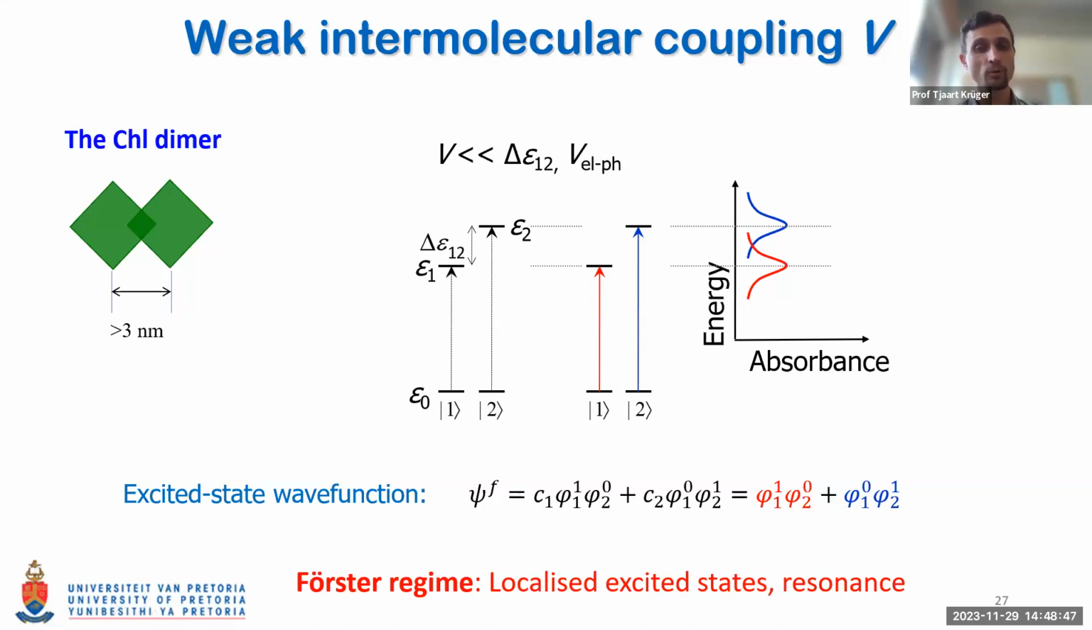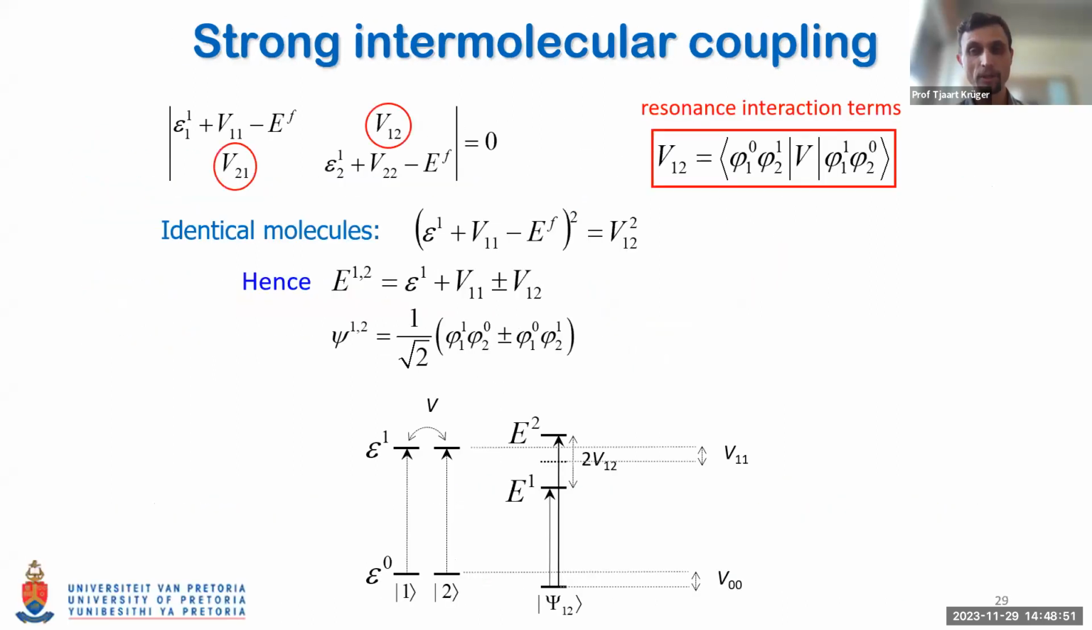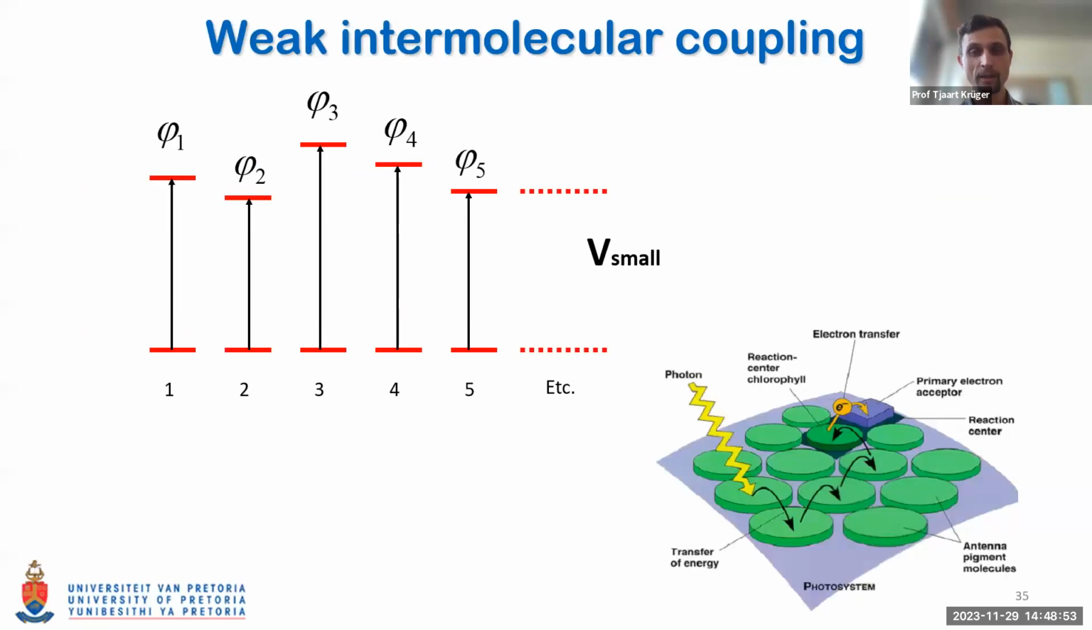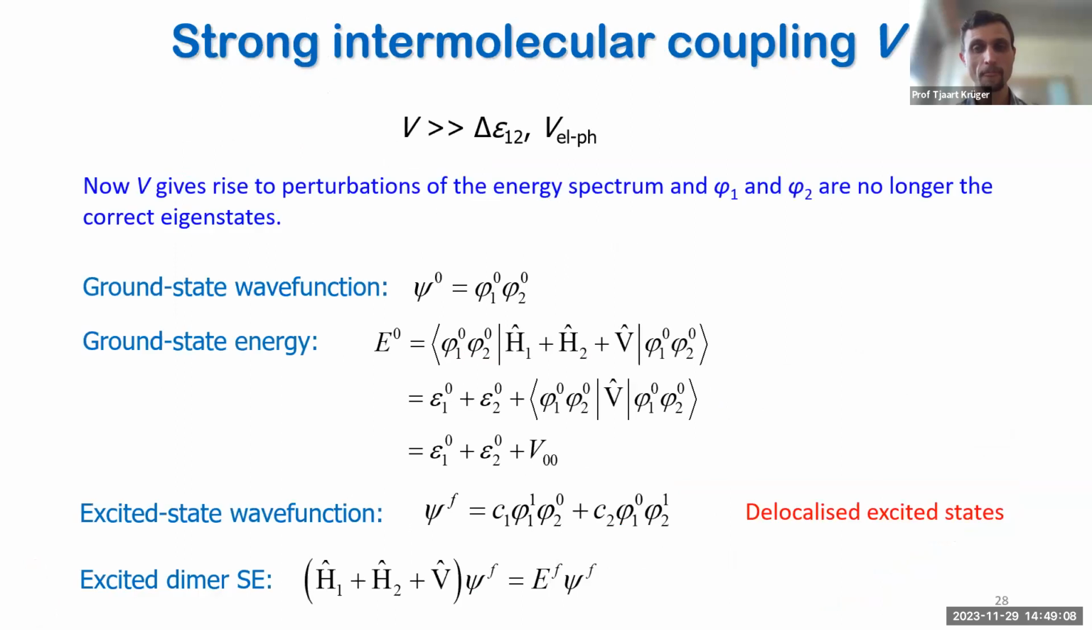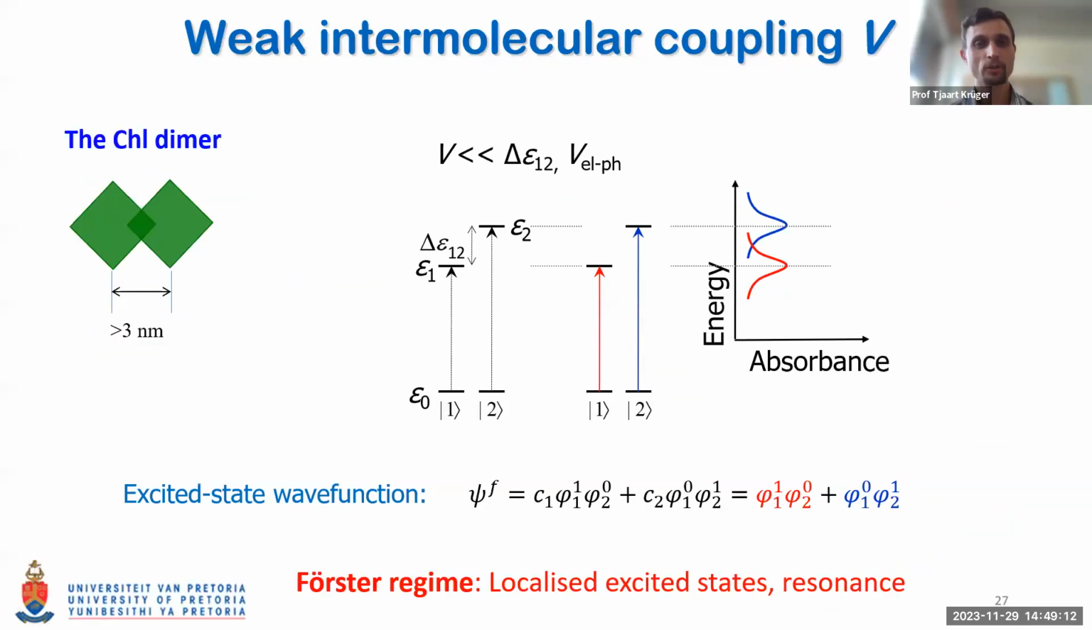So this is called Förster resonance energy transfer, or FRET. And a typical picture of that is what we have here. In the case of weak intermolecular coupling, there is hopping of the excitation amongst the different molecules, or actually, in the case of photosynthesis, between the different individual light harvesting systems. Okay, I've jumped a little bit ahead of myself. So this was the case for weak intermolecular coupling.